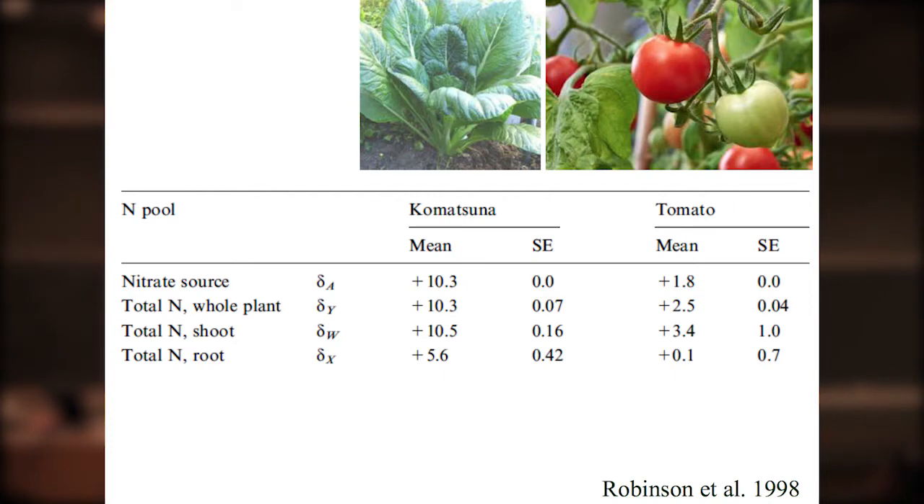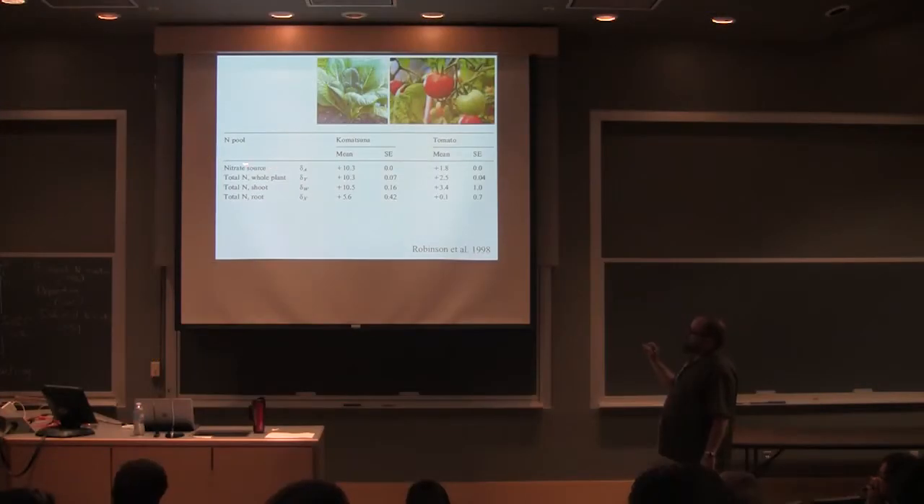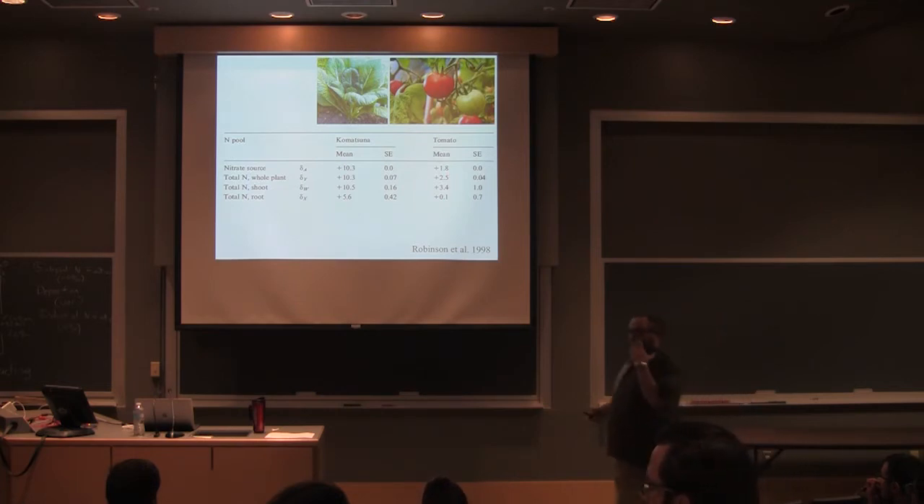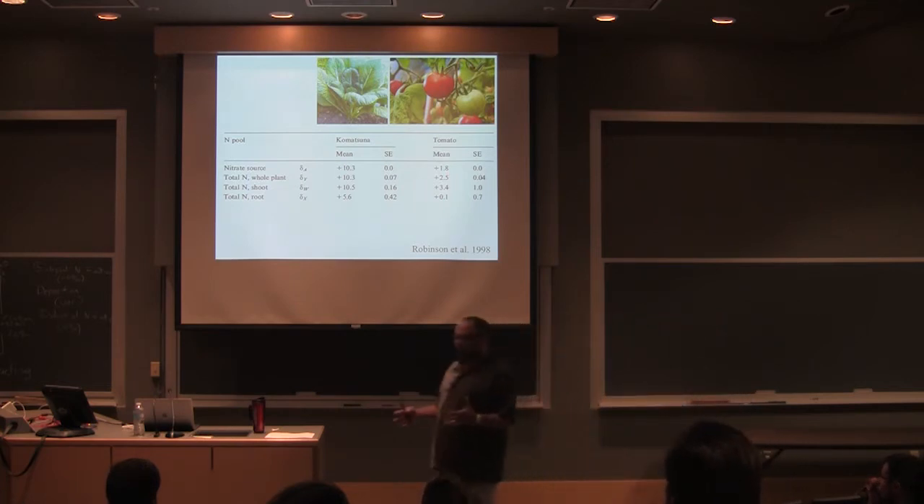And tomato, if they give it a nitrate source, then they look at the whole plant, the shoot, and the root. And in some cases, you see, well, okay, the whole plant and shoot are pretty good recorders of this, but the roots are all weird, so we're getting some kind of fractionation. In tomato, here's your beginning nitrate source isotopic value, and if you were to look at the shoot, it's double, okay? So you're having fractionation events happening through the plant body.